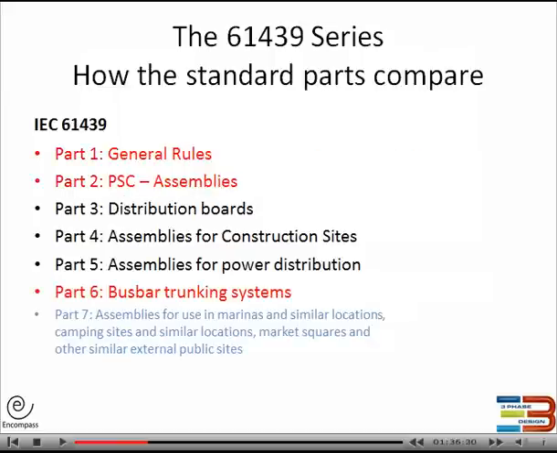Now looking at the 61439 series, Part 1 has been introduced as general rules, Part 2, PSC assemblies, Part 3, distribution boards, Part 4, assemblies for construction sites, Part 5, assemblies for power distribution, Part 6, busbar trunking systems, Part 7, assemblies for use in marinas and similar locations, camping sites and similar locations, market squares and other similar external public locations.